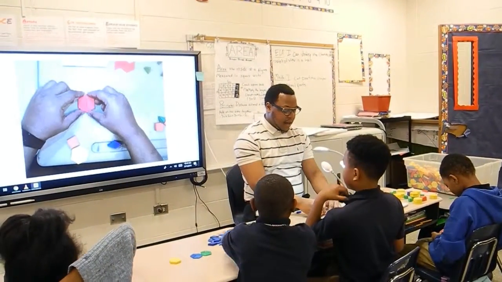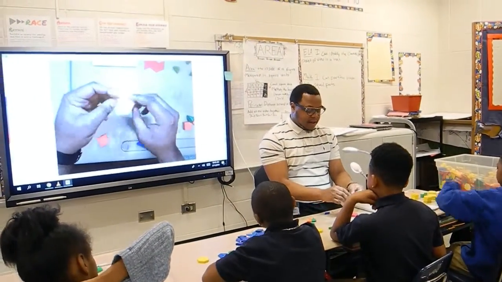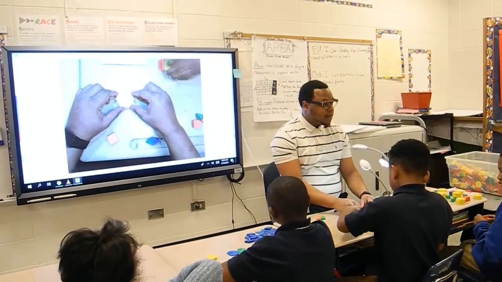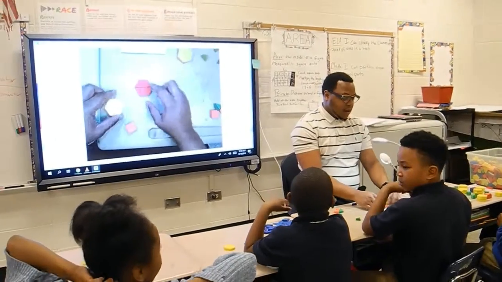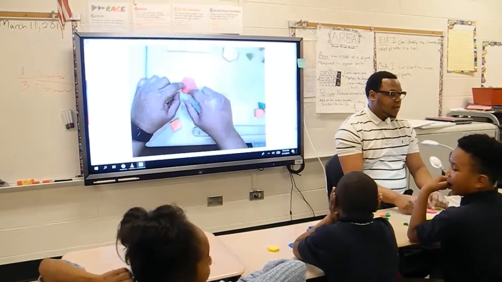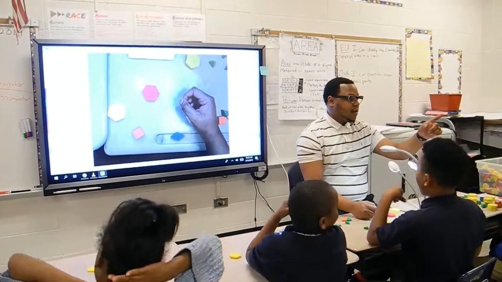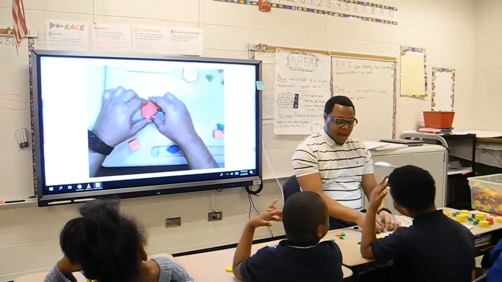So if I put these 2 together, I have a what? A hexagon. Now let's check. I got my hexagon right here. I'm gonna put it by the side and check it. I'm gonna put it on top. He's correct. We can make a hexagon. Good job. Now again, what unit fraction do these 2 represent? One half. Each of these parts represents 1/2.